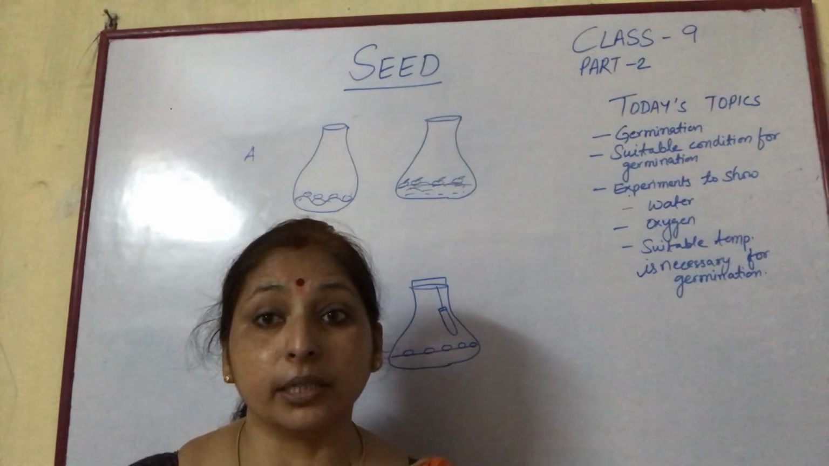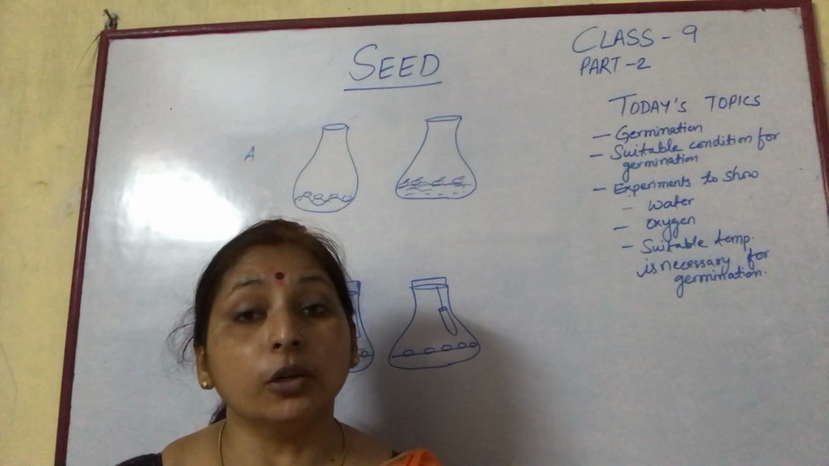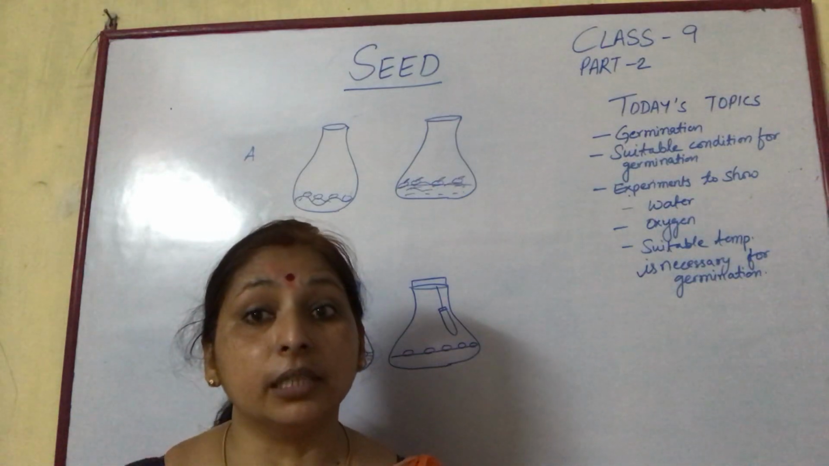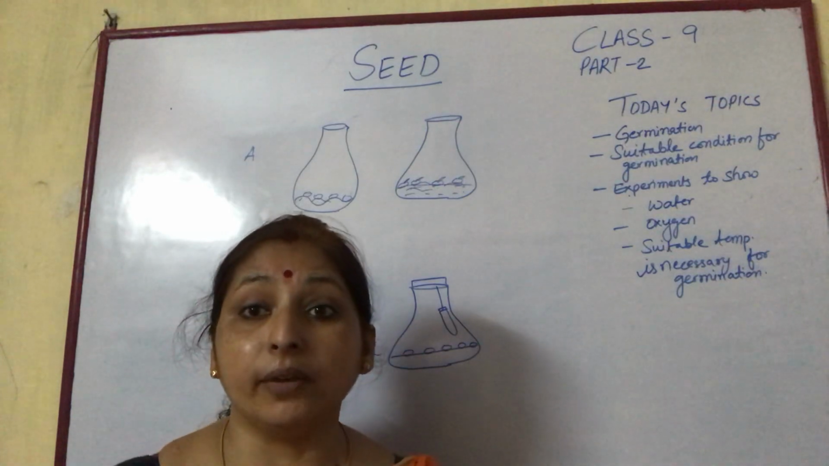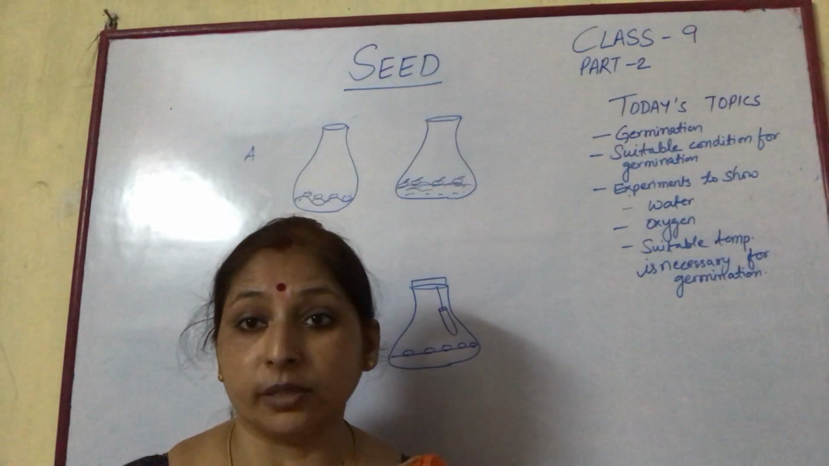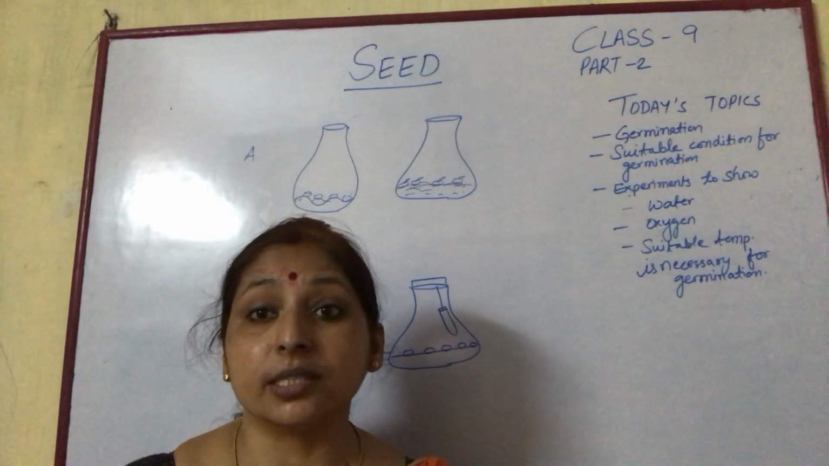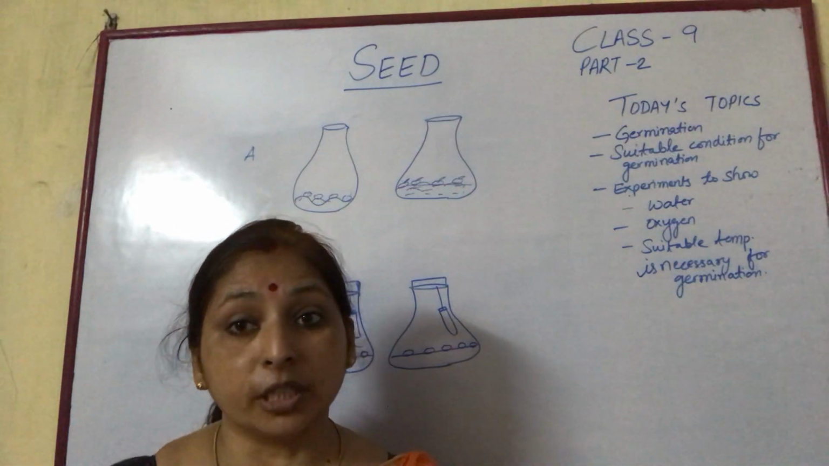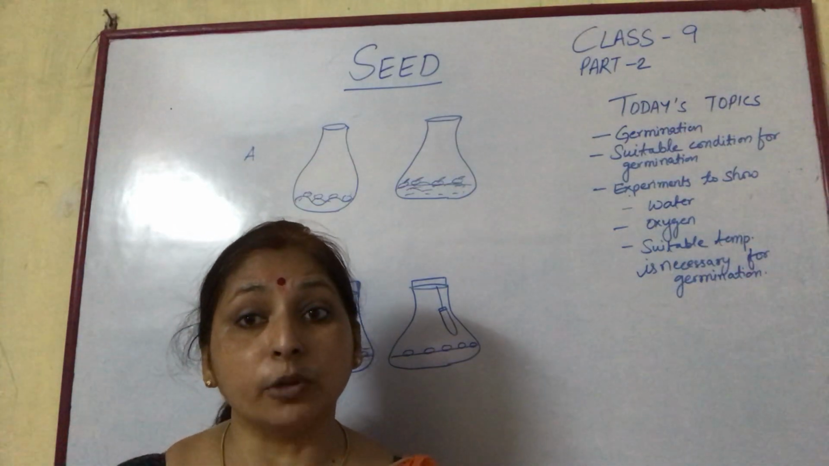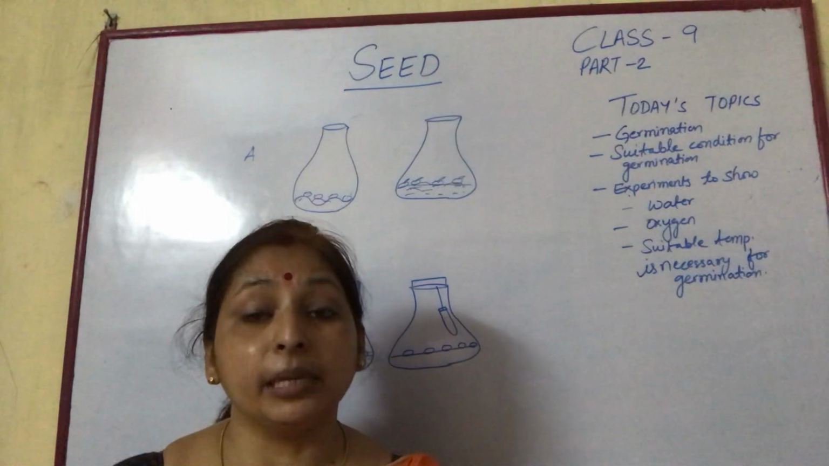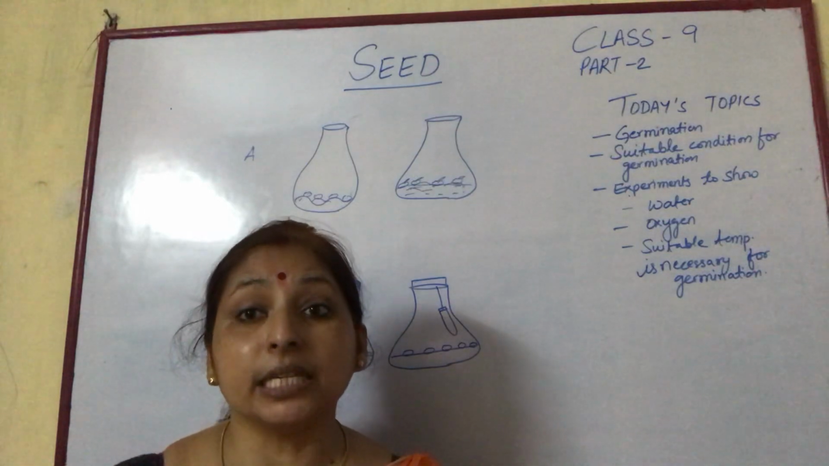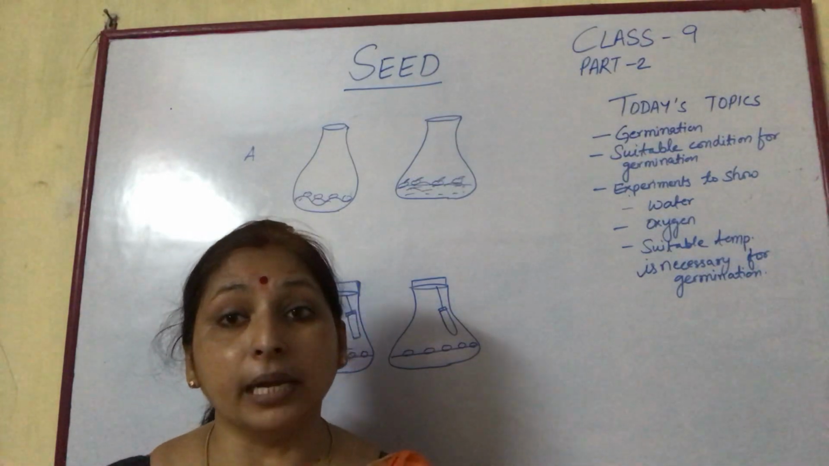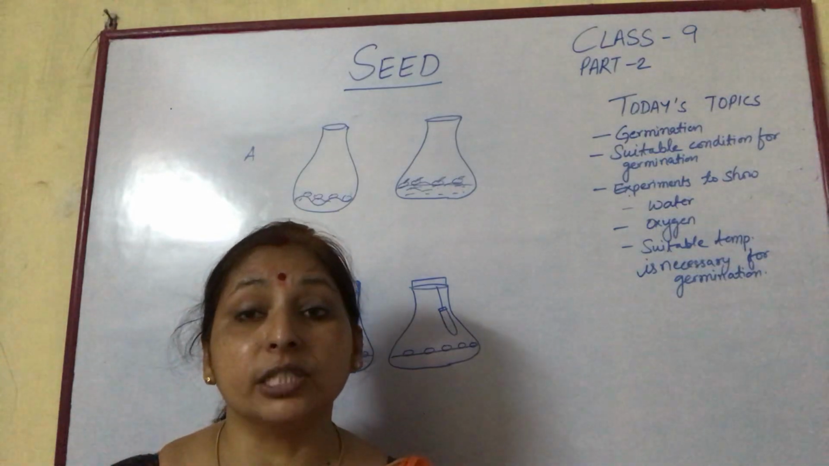And what are the suitable conditions? Water, oxygen, and optimum temperature must be available for the seed to germinate. When all these three conditions are available, only then is a seed able to germinate. But the germination process, or developing into a complete plant, depends on the seasons. Seasonal plants, or a particular season.